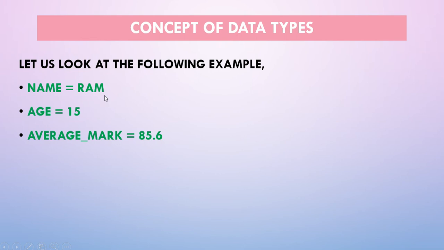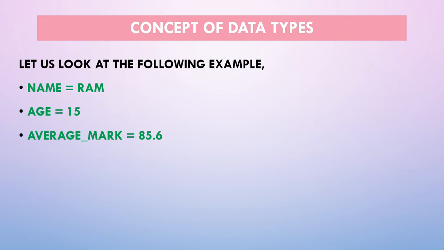So in the first example, Ram is made up of characters. Ram is a data that is fully made up of characters. 15 is a data that is made up of numbers. 85.6 is a data which is made up of fractional numbers, that is, it has a decimal point here. So data has a variety of different values. The data type is nothing but what tells the kind of data it is, whether it is an integral value, integer value, character value or fractional value.